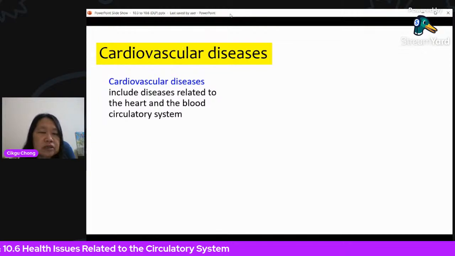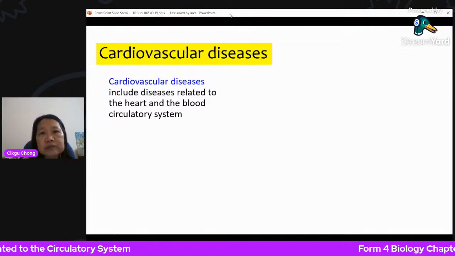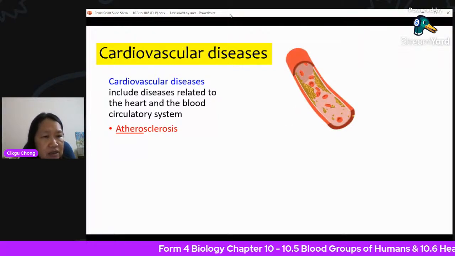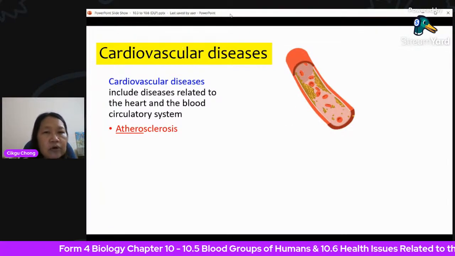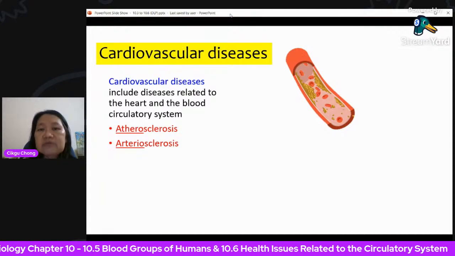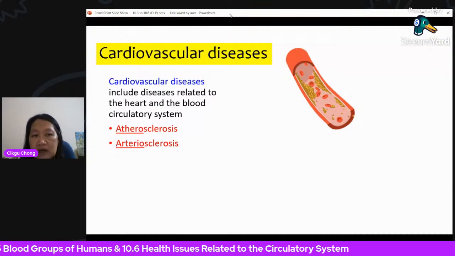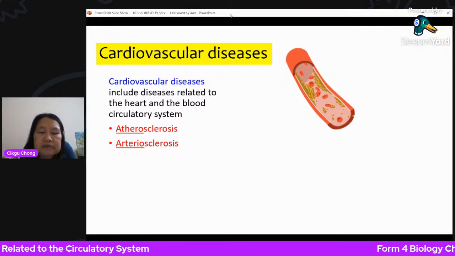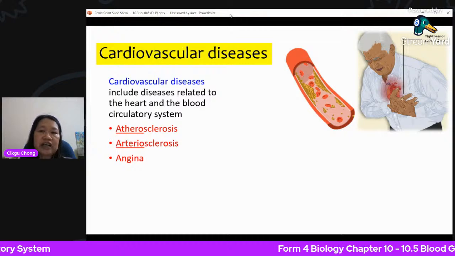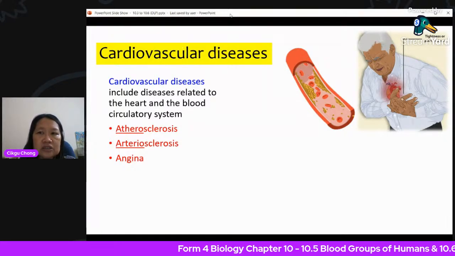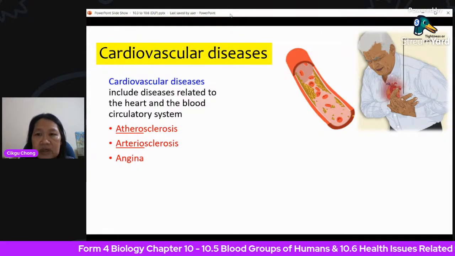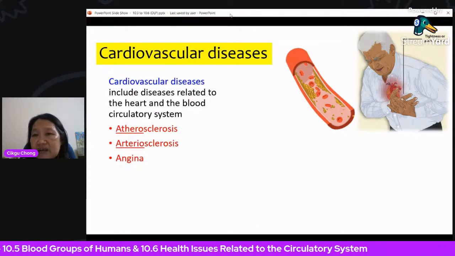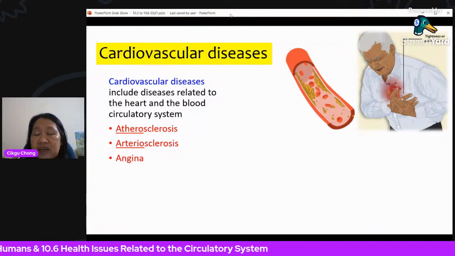I want to explain one by one because some people get confused between a few medical terms. Atherosclerosis. Look at the underline, right? The difference here, athero. The next one is arterio. Different spelling. They are slightly different in meaning. Do not use them interchangeably. Angina. Angina is where you have a tightness in your chest, right? You feel discomfort. Something is pulling. That is actually a sign that you might be having a heart attack.